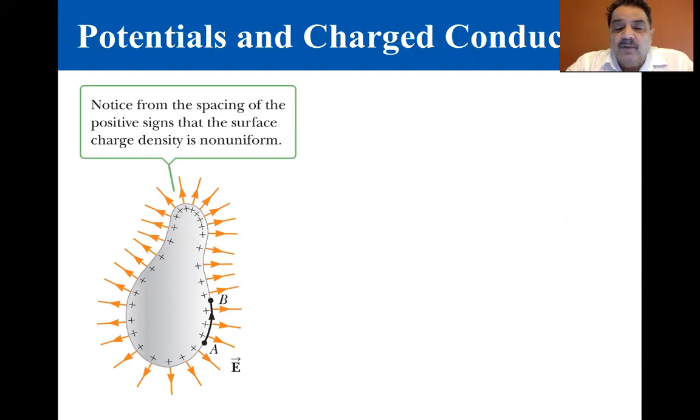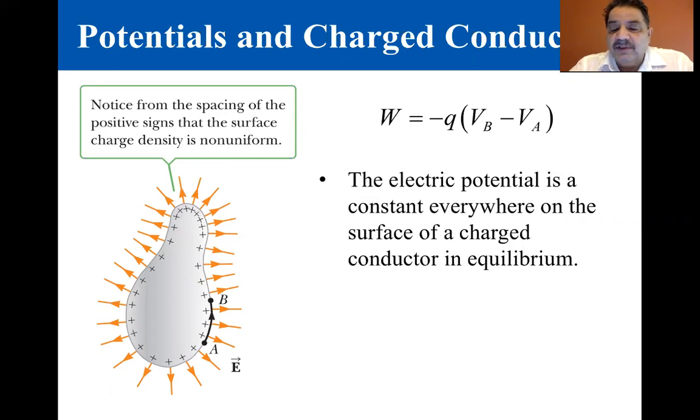From our equation of the work, W equals minus Q times VB minus VA, you can see that if the work done is 0, the difference in electric potential is also 0. That means the electric potential is a constant everywhere on the surface of a charged conductor in equilibrium. Since the electric field inside a conductor is 0, no work is required to move a charge between 2 points inside the conductor.